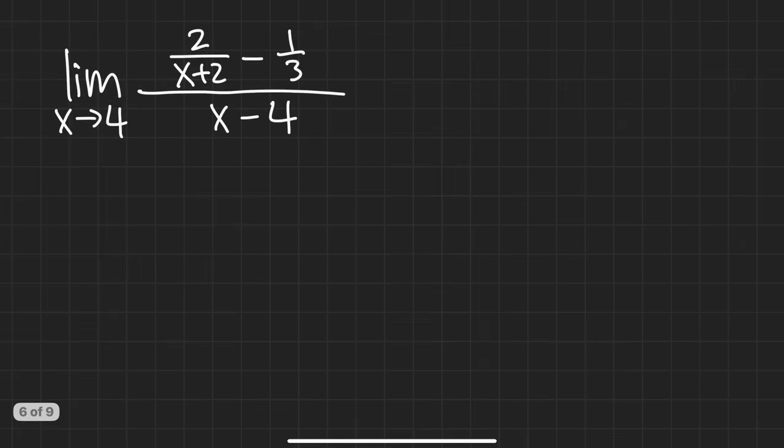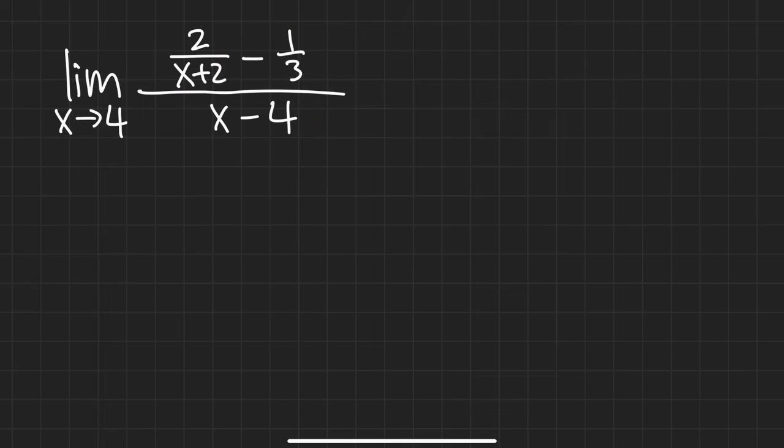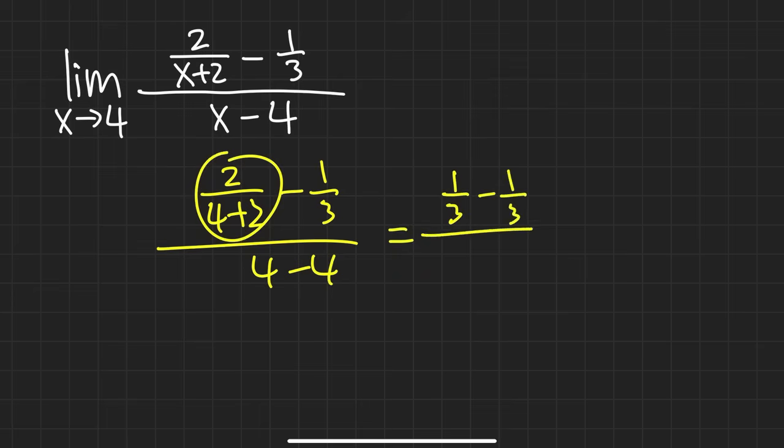Now, let's take a look at a complex fraction situation, or compound fraction situation. It just means that we have a small fraction inside of a big one. But still, we should plug in this number into all the x's and see what happens. We have 2 over 4 plus 2 minus 1/3 over 4 minus 4. This right here is 2 over 6, which is just 1/3, and then minus 1/3 over 4 minus 4. Yes, we have 0 over 0, as you can expect, right?